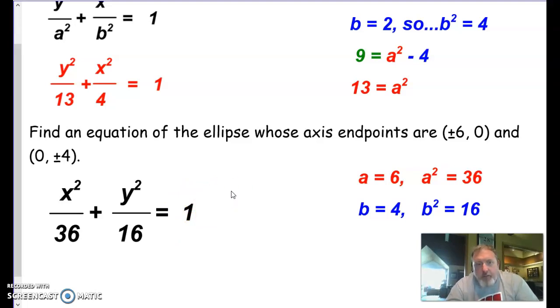So that'll sum up today's notes for day 1. Day 2, we'll get into what happens when the vertex isn't at 0, 0, and we start moving these things left, right, up, and down.